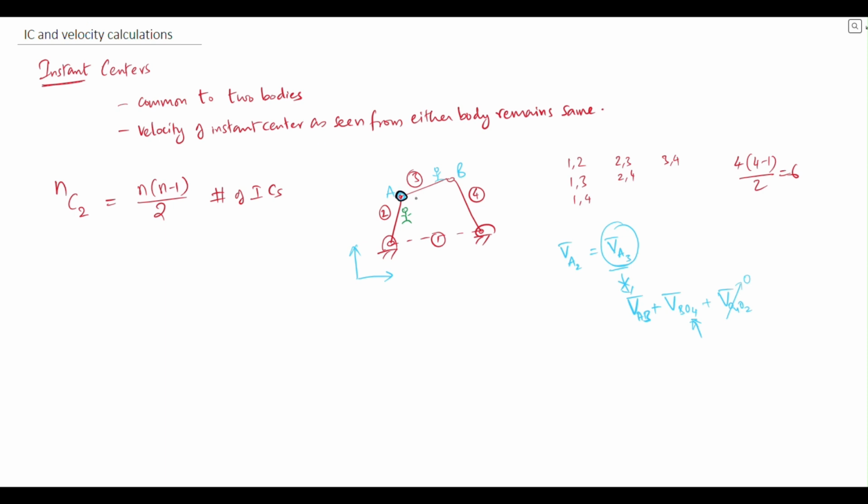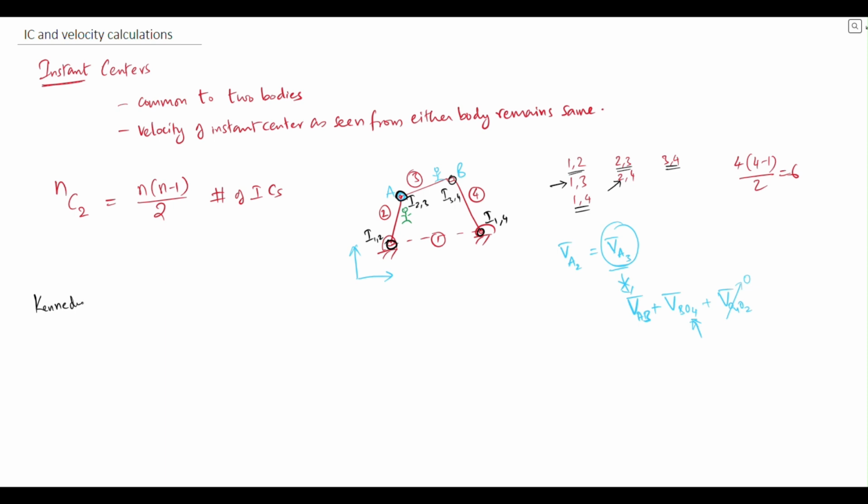This is the instant center 2 comma 3. This is instant center 1 comma 2. This is instant center 1 comma 4, and this is instant center 3 comma 4. So we have 1 2, 1 4, 3 4, and 2 3 done. So what we are left with are instant centers I13 and I24, which are unknown, and we can identify these using Kennedy's rule.